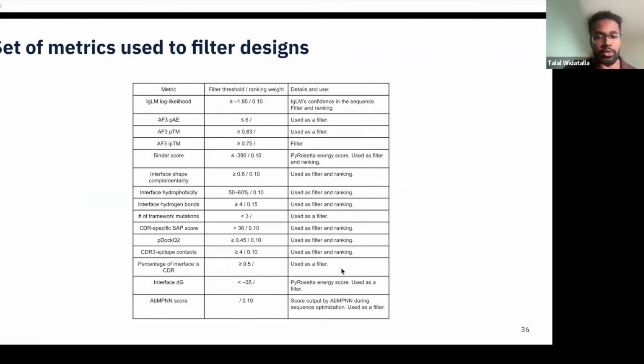Oh yeah, and these are the filters we use. There's a combination of structural confidence metrics that come from AlphaFold 3, also IgLM log likelihood, and a bunch of metrics that come from Rosetta.